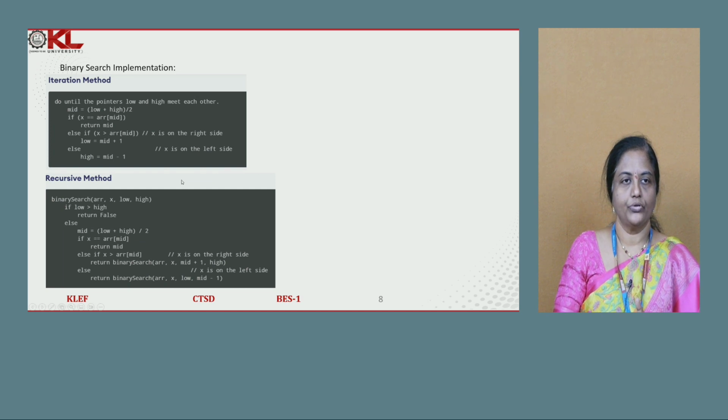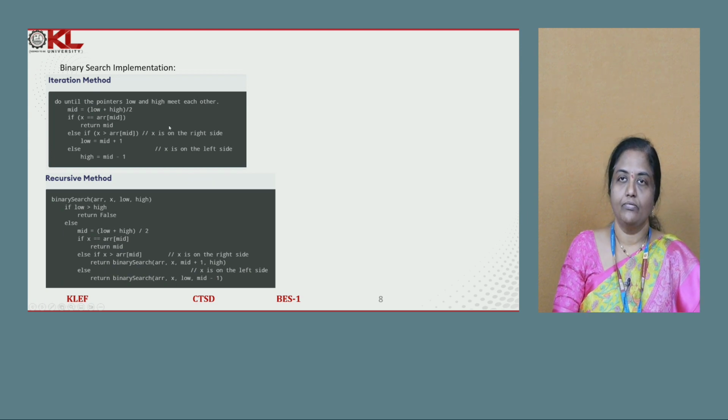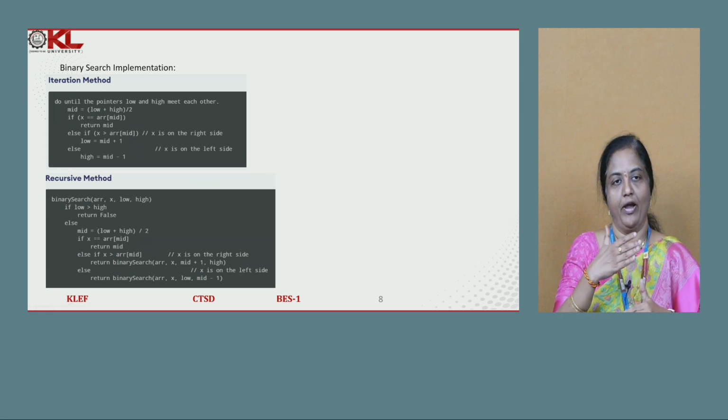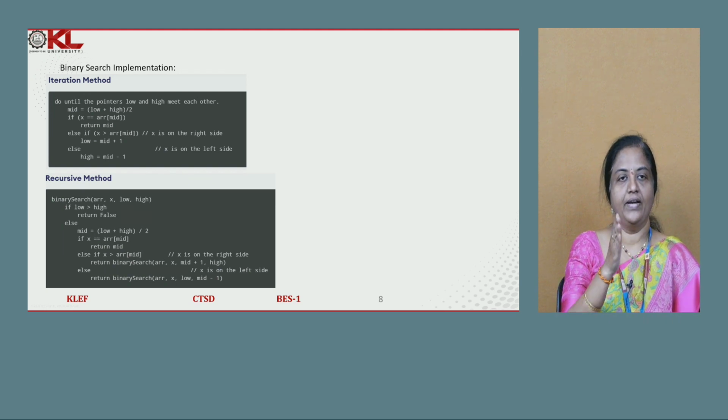So repeat the process until low is less than high. That is the condition whenever you work with divide and conquer strategies. This is one of the best examples for the divide and conquer strategy. You divide the input and search, divide the input and search, divide the input and search. You are dividing equally here by finding the middle value.